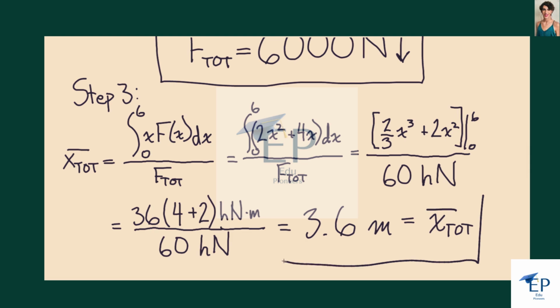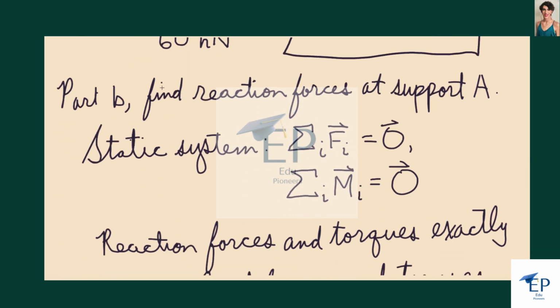Okay, that concludes our answers for part A. Now move on to part B. Now, given what we know about the load forces, we're asked to find the reaction forces of the beam support at point A. Since this is a static system, we know that all the linear forces, both the load forces as well as the support forces, must sum to 0.